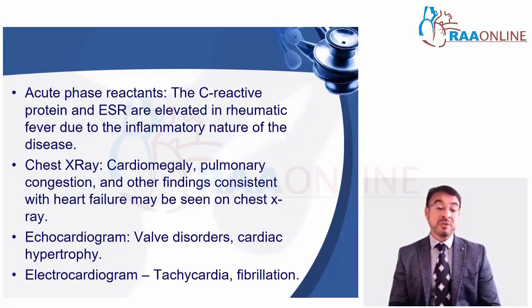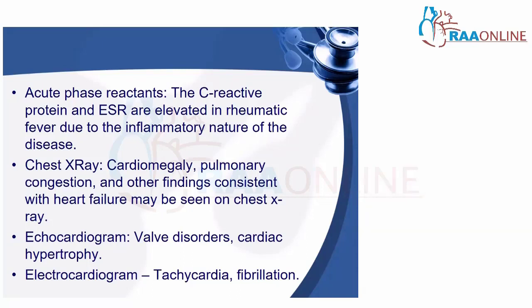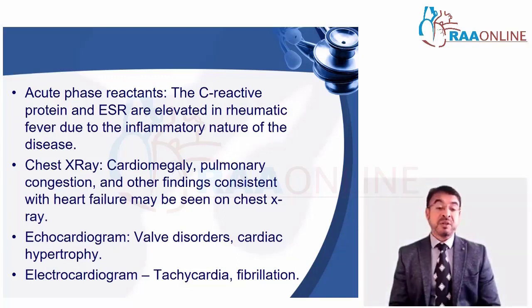As I told you, it is one of the Jones criteria. And clinically, you have to correlate, do a chest X-ray, look for ventricular hypertrophy, pulmonary congestion, and confirm with an echocardiogram for regurgitation or stenosis, and an ECG for fibrillation or tachycardia.